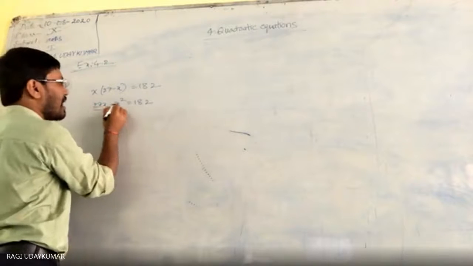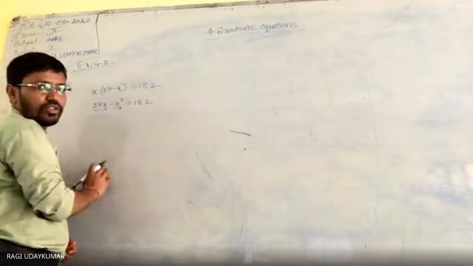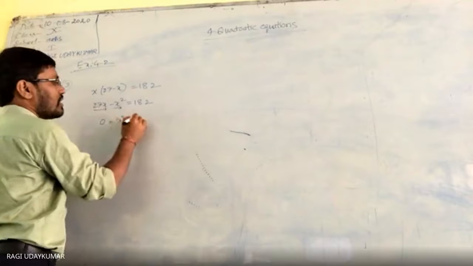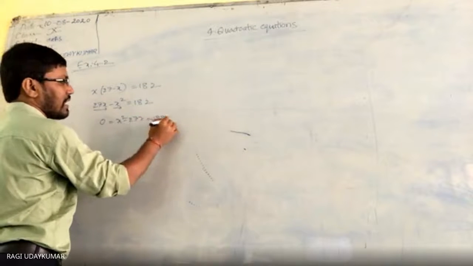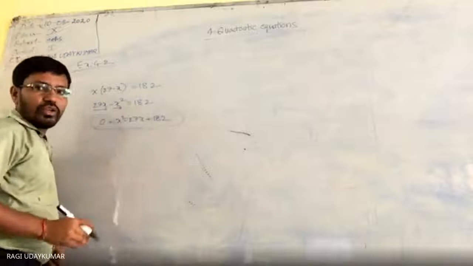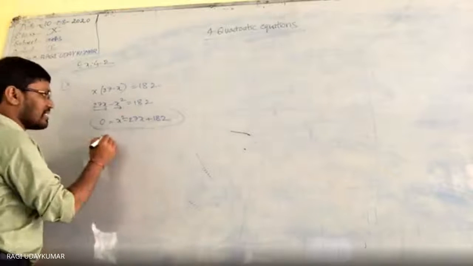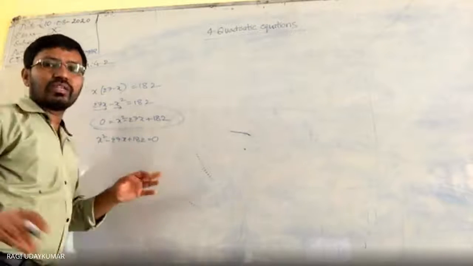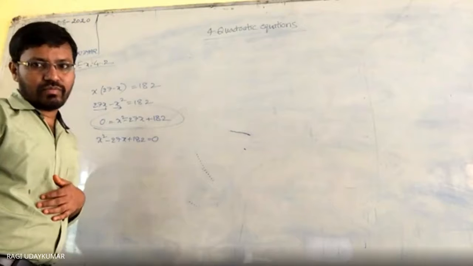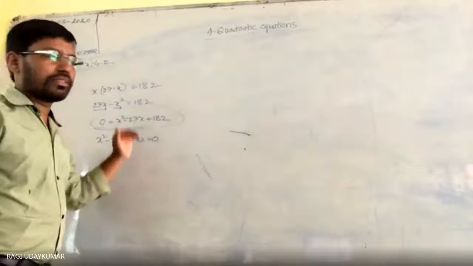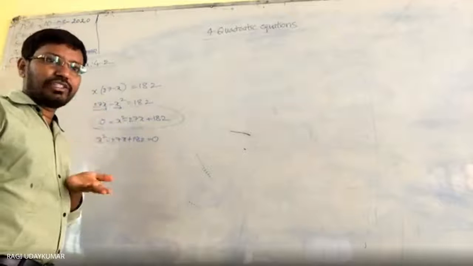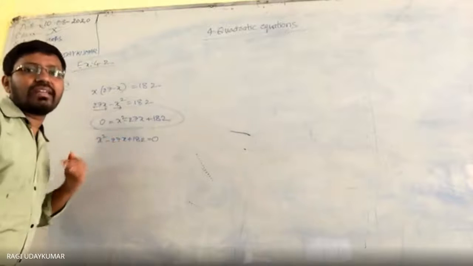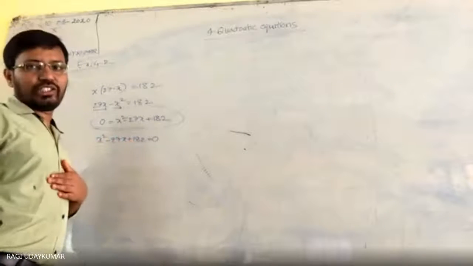Here we have minus, so let us take these two terms to the right side. 0 is equals to x square minus 27x plus 182, as it is. So this is a quadratic equation. You may get a quadratic equation like this in your exam, to solve using factorization. The question may not be given as it is, because application oriented problems are not there. So now, how do we factorize this one? Let us learn.